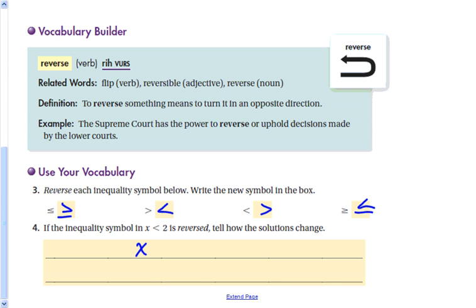Okay, so this inequality symbol is all numbers less than 2. And if we reverse that, we get 2 is greater than all numbers. The solutions don't change. It's just the way it's said. So in the first one, all numbers that are smaller than 2. In the second one, 2 is greater than all numbers.